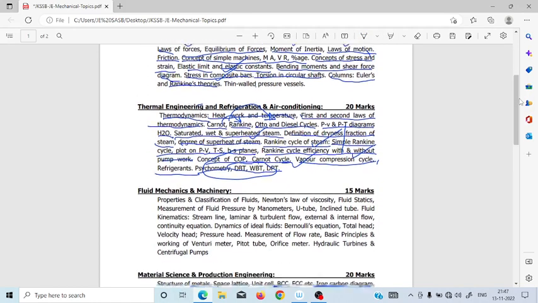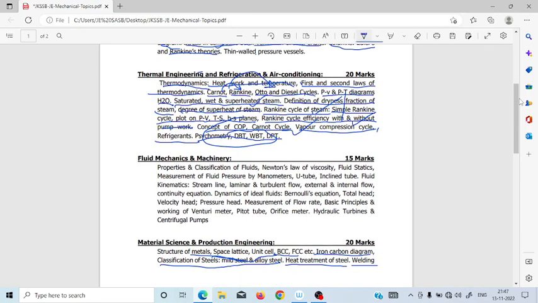In the fluid portion, as you see, basically properties here we are discussing the chemical properties and the physical properties relevant to the fluids. Then we have the classification of fluids. Classification of fluids, we will be discussing on the basis of Mach number.